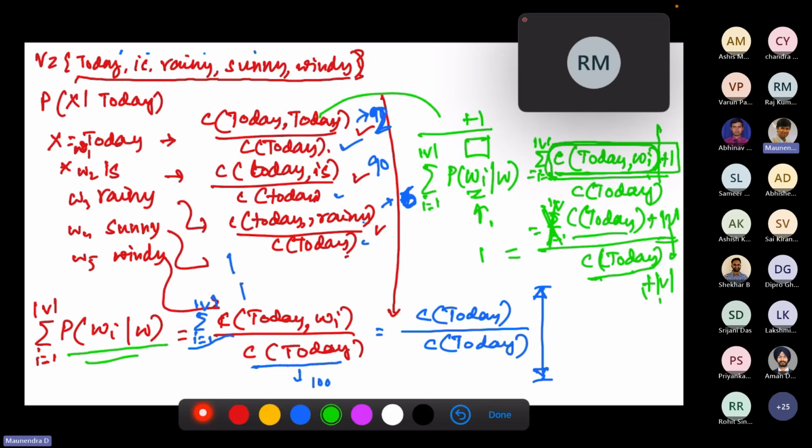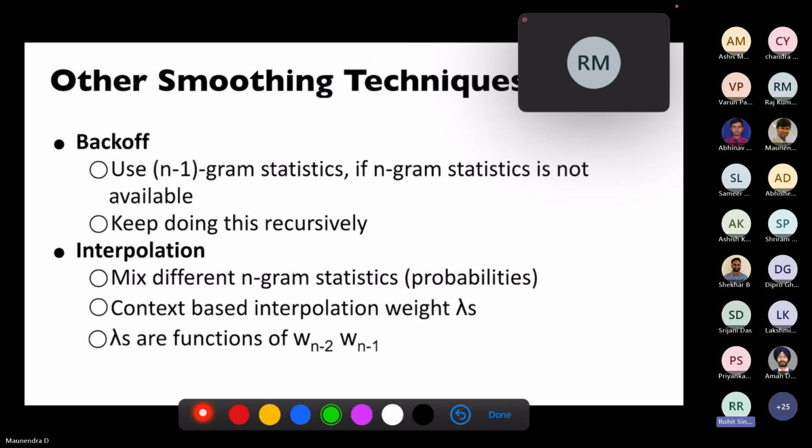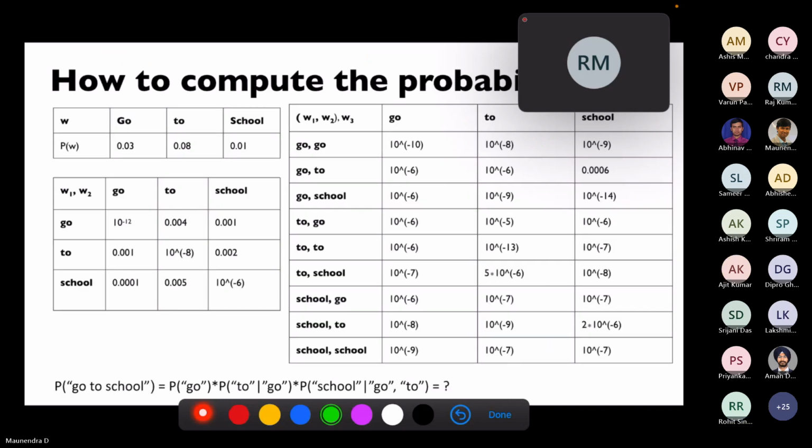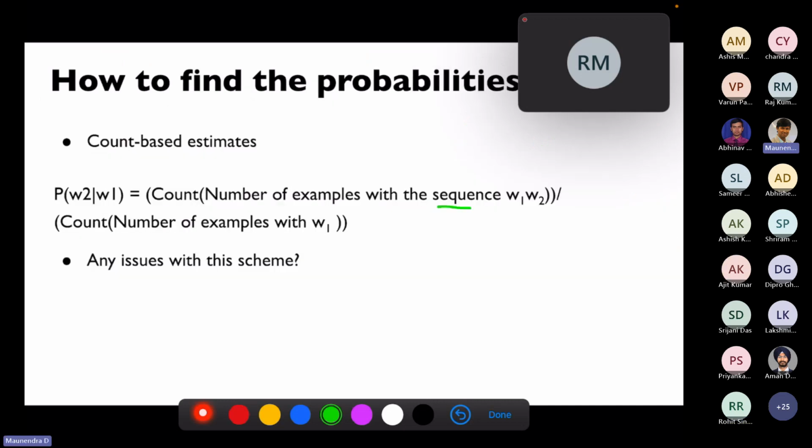Is that clear, or is there some ambiguity? Since we are modeling a language, in the bigram model, shouldn't we consider only consecutive words? Yeah, consecutive only. But here we are considering every combination. No, with the sequence W1, W2, not all combinations. So W2 should follow W1.